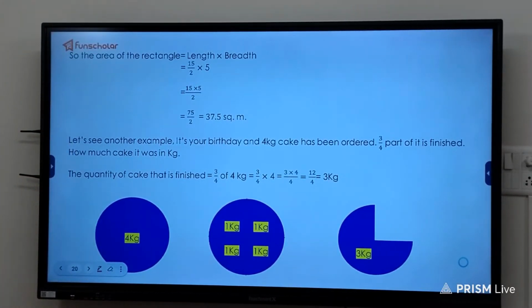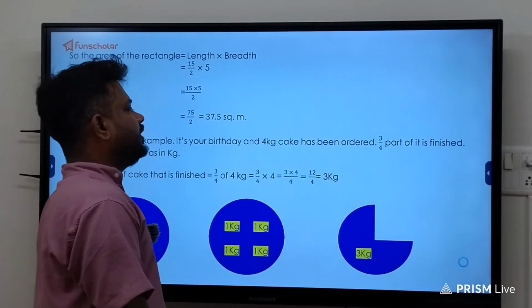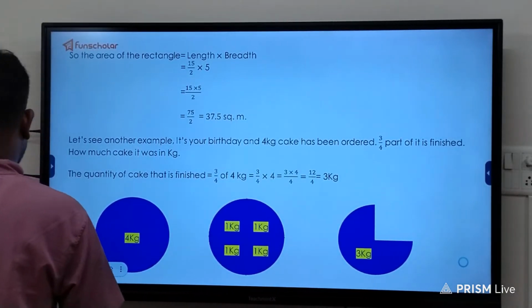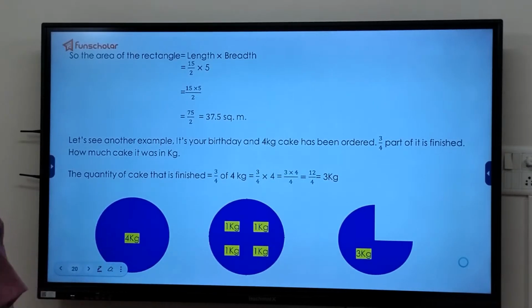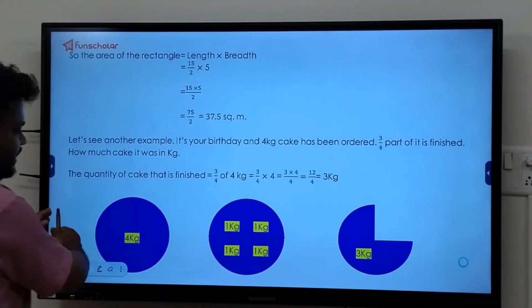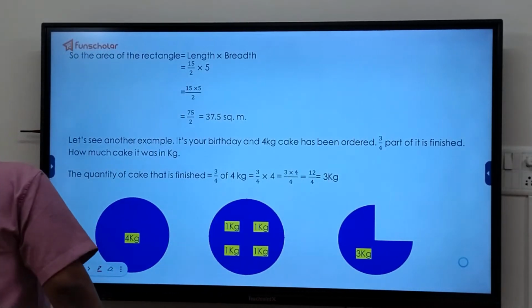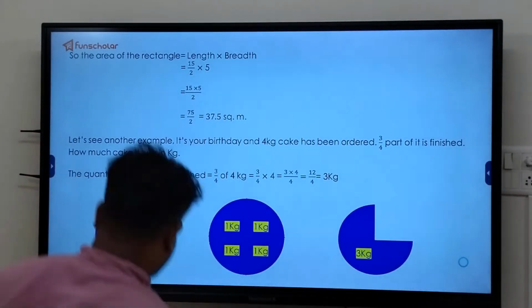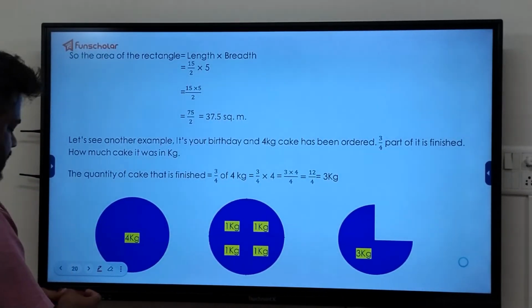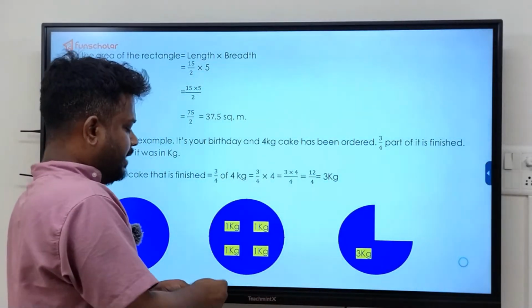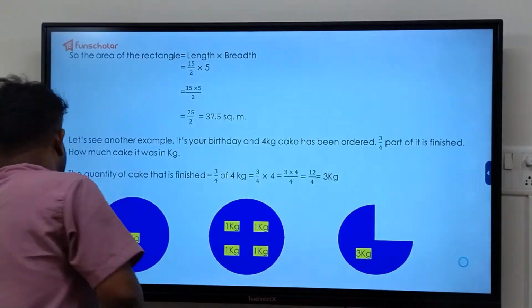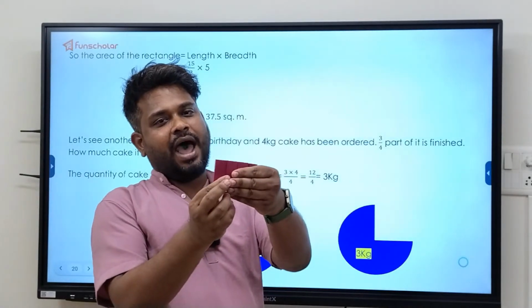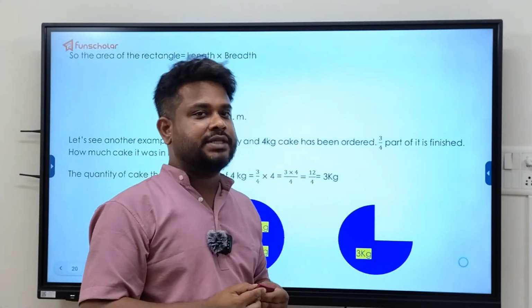Let's see another example. It's your birthday and a 4 kg cake has been ordered. 3/4 part of it is finished. How much cake is left, in kg? Okay, we have ordered 4 kg of cake. We can just do this by drawing it like this. You can take these 4 blocks as your cake, and every block represents 1 kg of it.